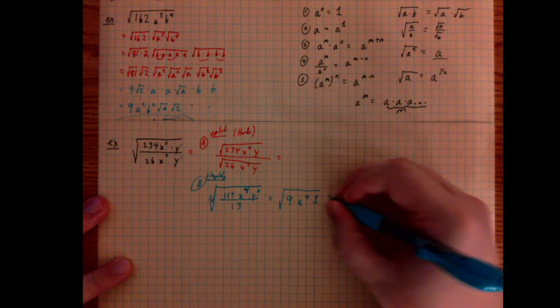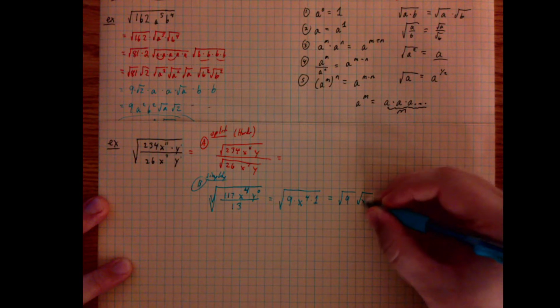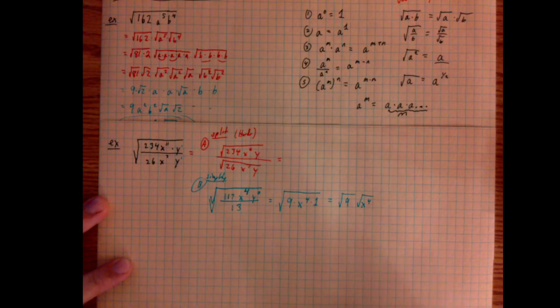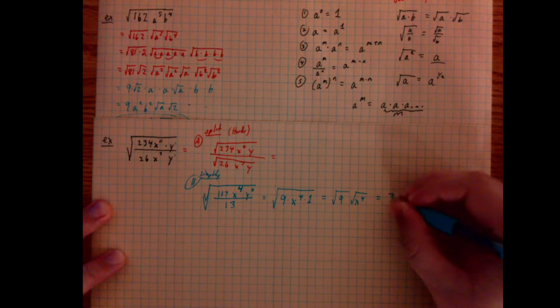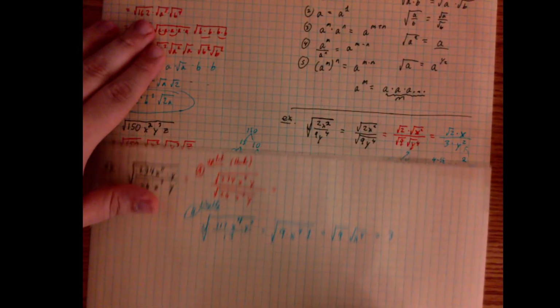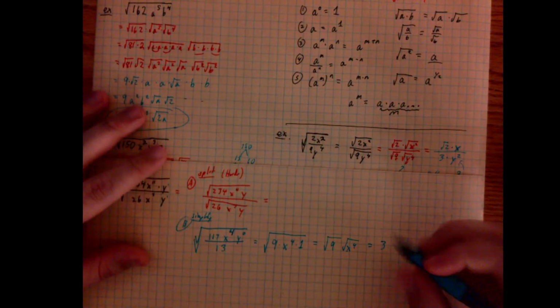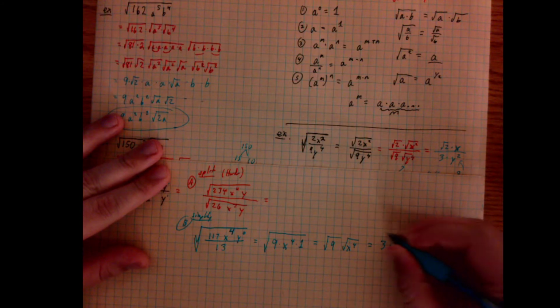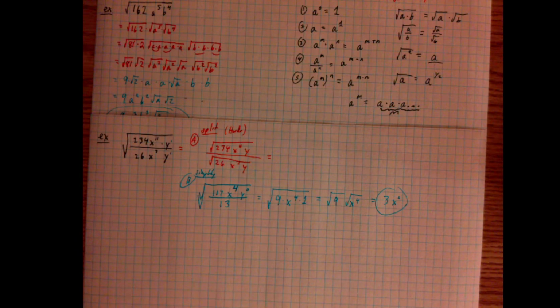This simplifies very nicely. We could split it apart, the square root of 9, the square root of x to the 4th, and then the 1 disappears because it's a 1. The square root of 9 is, of course, 3. And then using that same property we did with the y to the 4th, we can do it with the x to the 4th, turn this into x squared. By comparison, this will be much simpler and much faster.